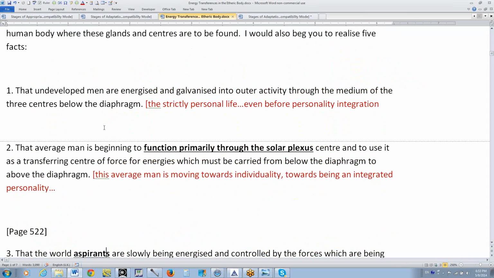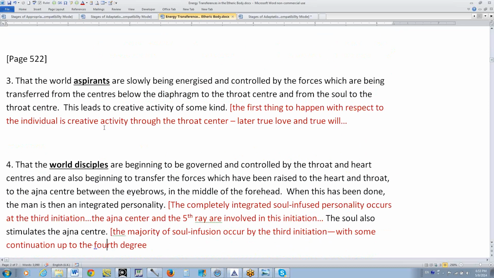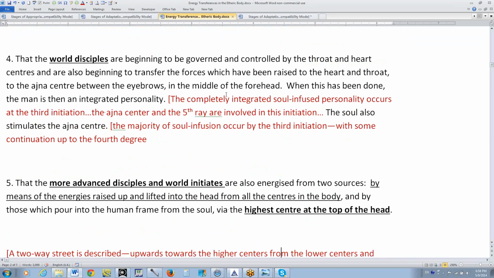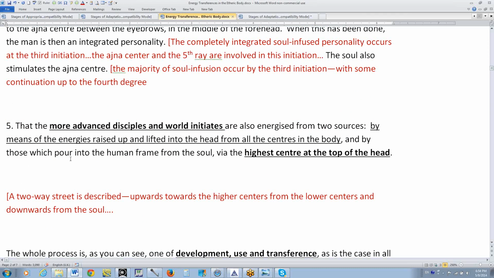The undeveloped man, the average man through the solar plexus, the world aspirants, in which the throat center is involved, and that's so interesting because the world aspirants have to have something of an intelligent personality. The world disciples, the heart center comes into it, and then with the world advanced disciples and world initiates, the head centers come in. So that's a very important five-fold listing.